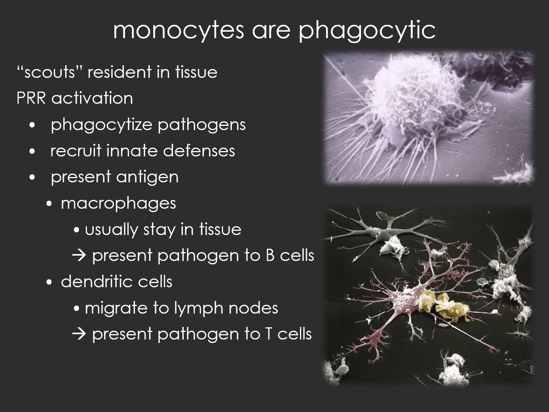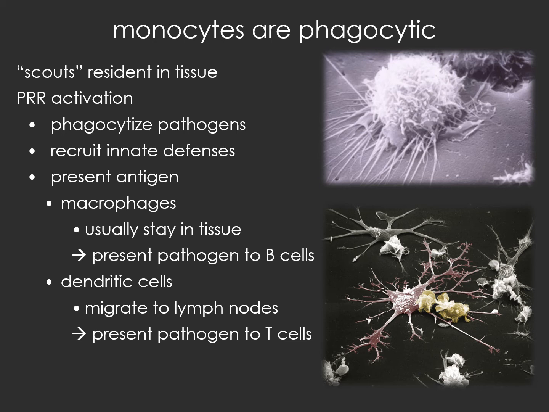Now that all sounds well and good. The only problem is B cells are found in the lymph nodes. So a macrophage can't stay in the tissue and also present pathogen to B cells, but the way that these things are discussed and the way that these guys are differentiated from one another is in textbooks. You'll find macrophages stay in the tissue and present pathogen to B cell. Dendritic cells migrate to the lymph nodes and present pathogen to the T cell.